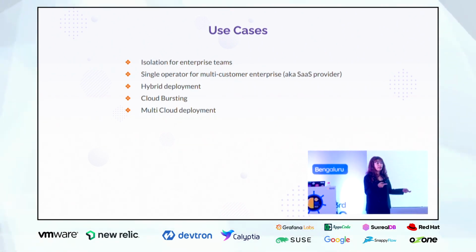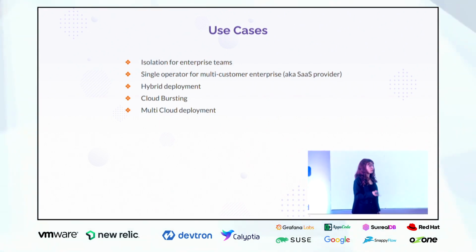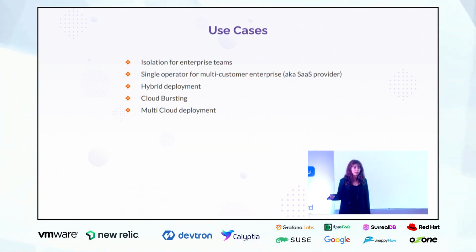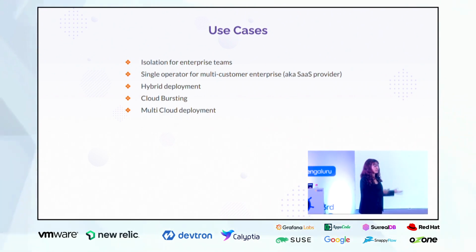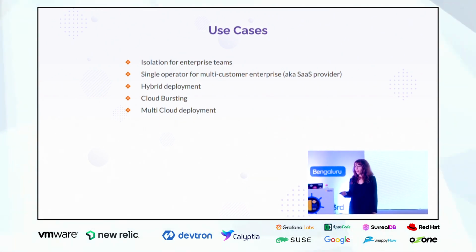Cloud bursting. So when the workloads are running on the cloud, but when there is a demand, they would want to use the data center also. And then the multi-cloud deployment. There could be many reasons for using multi-cloud. Let's say the user wants to use specific services from different cloud vendors, and then they can use KubeSlice.